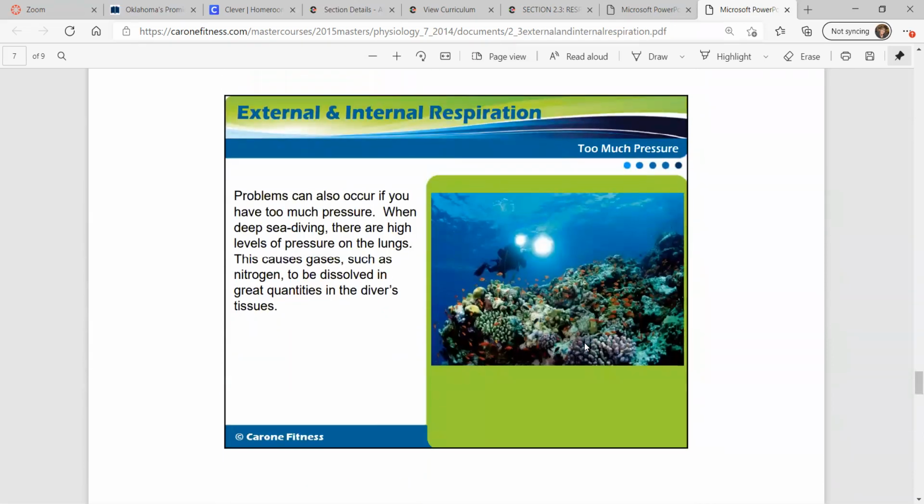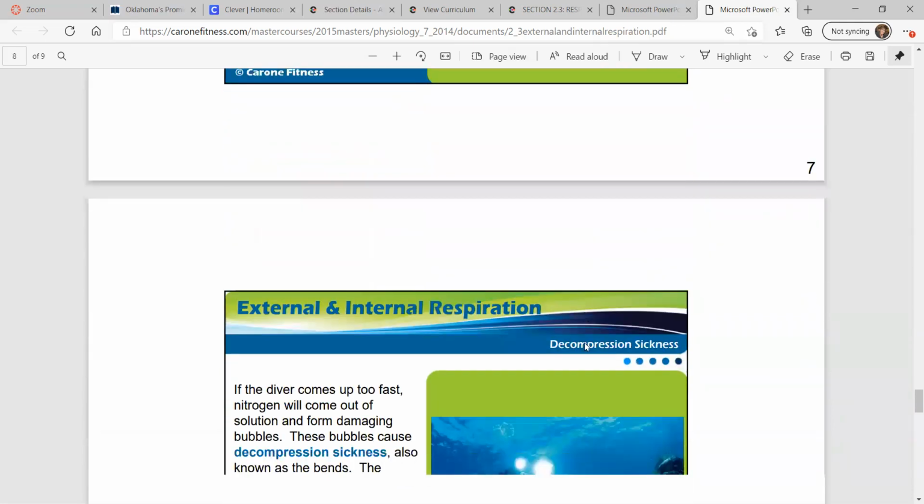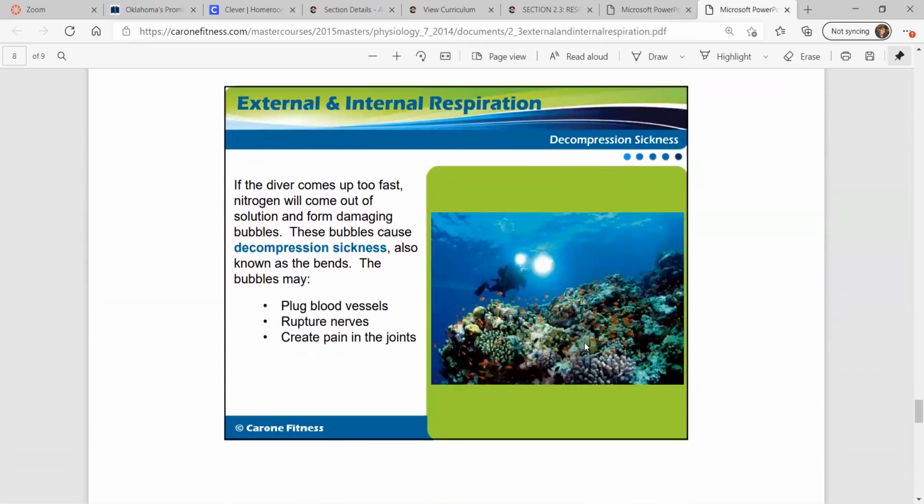Problems can also occur if you have too much pressure. When deep sea diving, there are high levels of pressure on the lungs. This causes gases such as nitrogen to be dissolved in great quantities in the diver's tissues. If the diver comes up too fast, nitrogen will come out of the solution and form damaging bubbles.